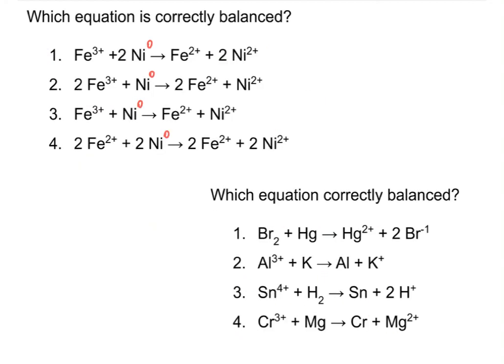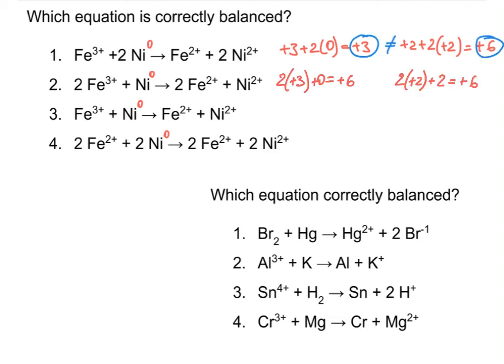The law of conservation of charge will help us a great deal over here. If we look at the first reaction, the left side of the equation adds up to a +3 charge, and the right side adds up to a +6. Not a correctly balanced equation. Reaction number 2 is a clear winner because the left and right sides of the equation add up to the same numbers. This is our correct answer.